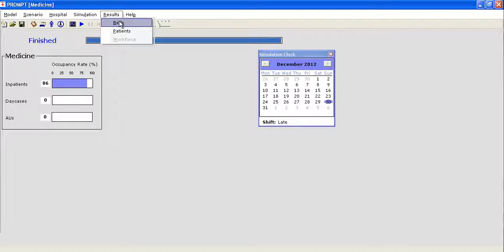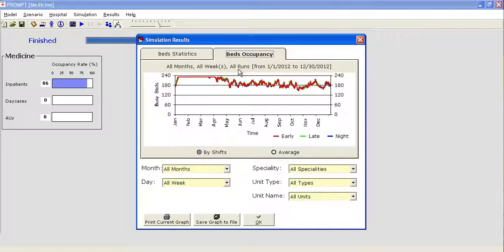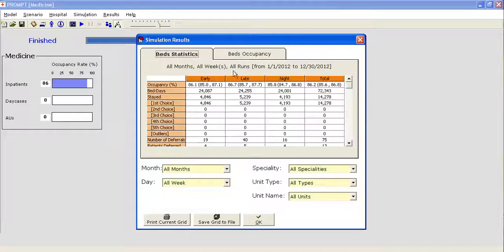If I look at the results now, and I show you the bed graph, you can see pretty much flat lines in the winter months, which indicate straight away to me that the beds are always full in winter, and then in the summer when the demand is less, it fluctuates around 180 to 200 beds. If I look at the overall statistics, my occupancy has gone up from the 60s to nearly high 80s.